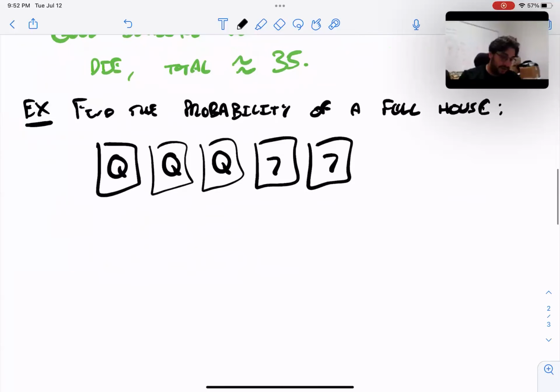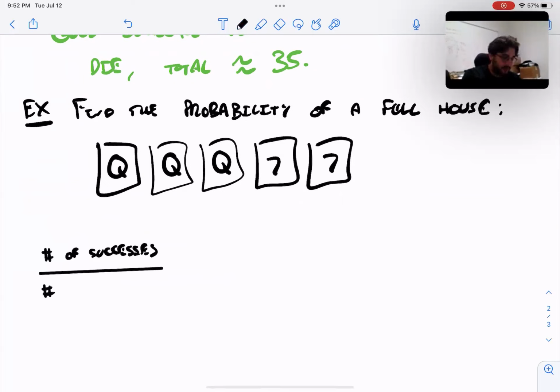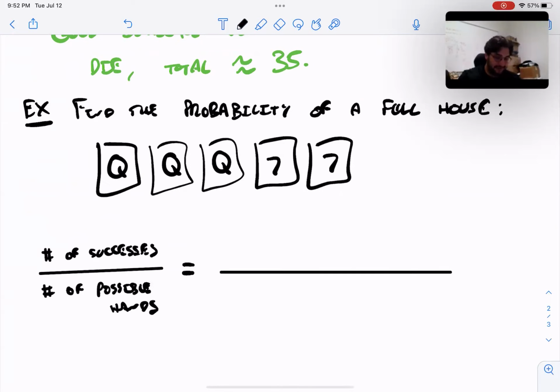So what do I need to do? Well, I need the number of successes, just like I was saying before, the number of successful outcomes. So the number of ways to actually be dealt a full house divided by the total number of hands, or the number of possible hands. So let's start with the denominator, because that's by far the easier piece.